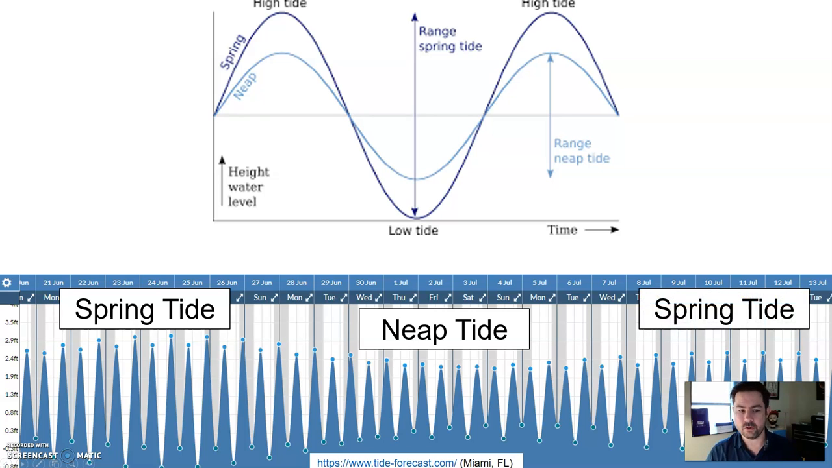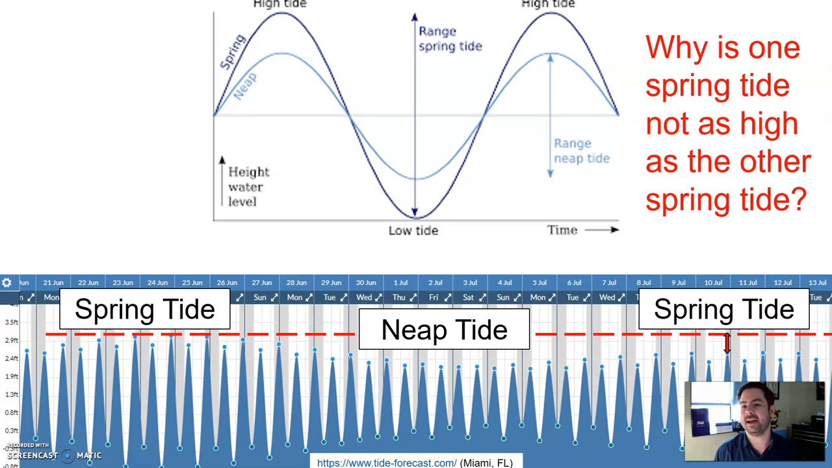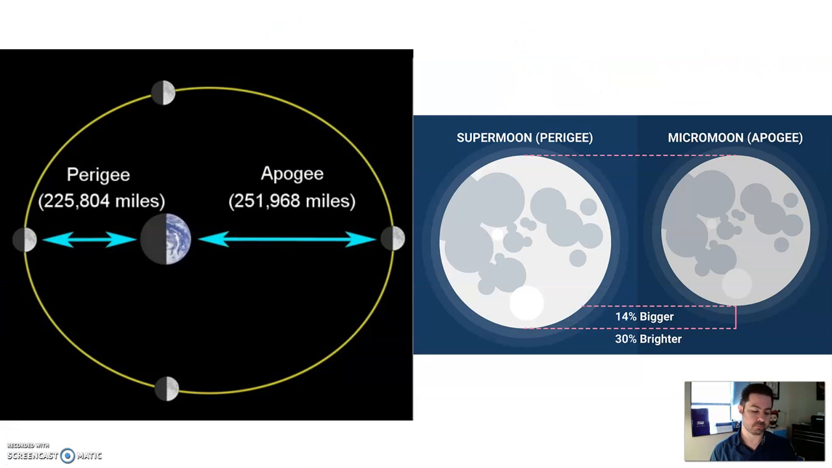But what you might notice is that these spring tide high tides are higher than the high tides of this spring tide. All right, stick with me on this one, all right? So why is one spring tide not as high as the other spring tide? In general, you have spring tides, the highest highs, lowest lows. It has to deal with, you guessed it, the moon again. So the moon, as it orbits around the Earth, it does so not in a circular pattern, but in an ellipse. And the Earth is not at the center of that ellipse. It's kind of shifted a little bit.